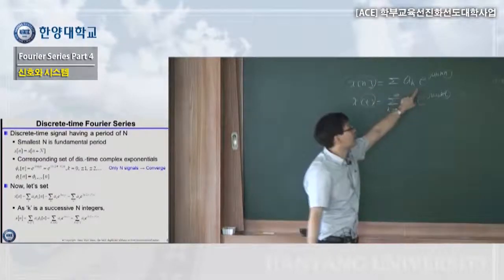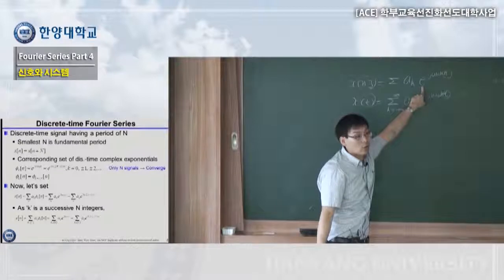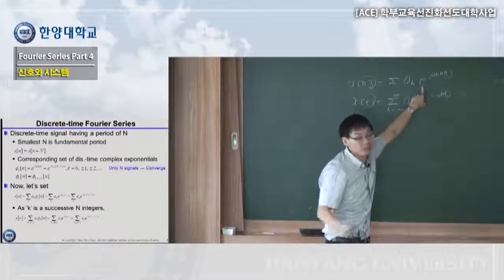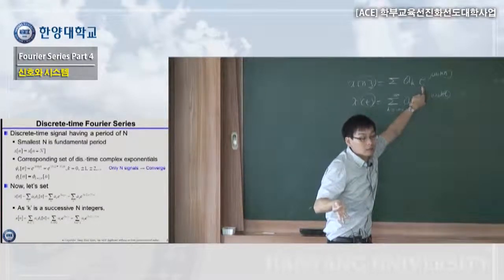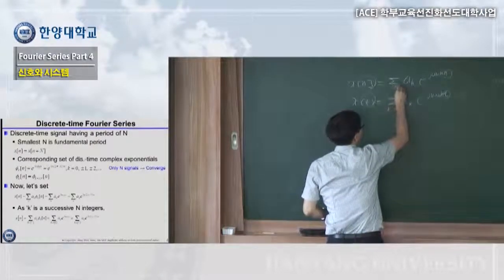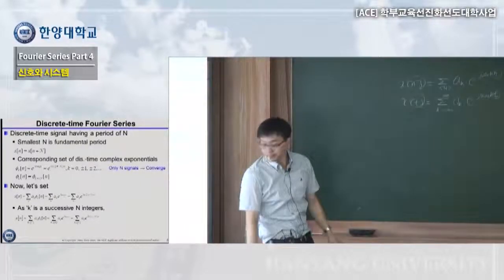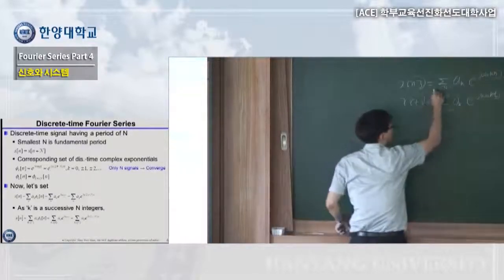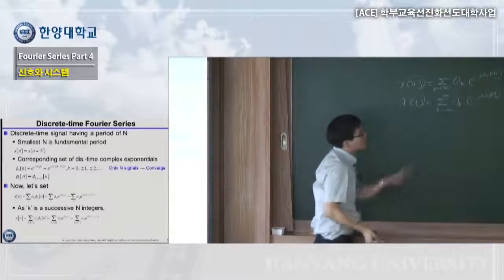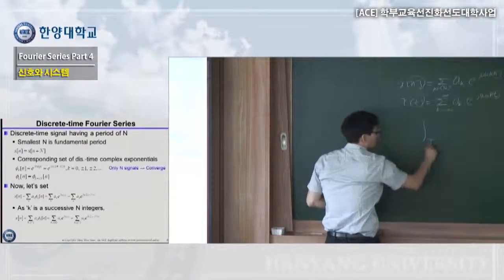In here, we know that this one is repeating every n. So we don't have to add from minus infinity to infinity, because they are repeating. Instead we have something like this, k equals 1 to n. This one is similar in meaning to the integration over t.